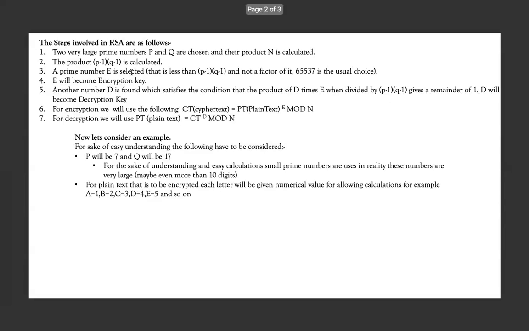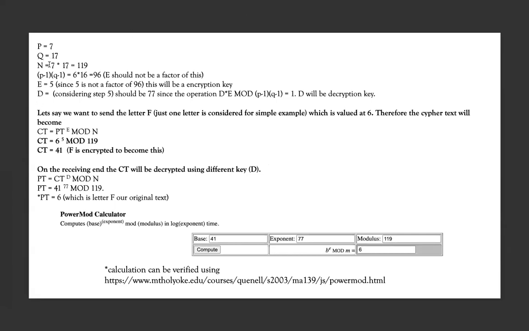Now, the next step is we need E. E has to be less than the product of P minus 1 and Q minus 1. Secondly, it has to be a number which is not a factor of that product. So first let's find out what P minus 1 times Q minus 1 really is. P minus 1 becomes 6, Q minus 1 becomes 16. Multiplying 6 by 16, I get 96. Now, E should be a number which is less than 96, and also not a factor of 96. Agreed?